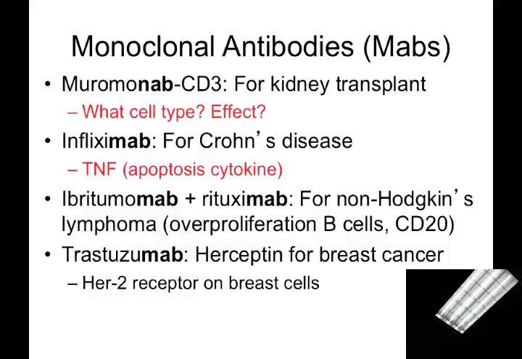Herceptin was so great because it's an antibody against a receptor on breast cells, and so this is our breast cell. Here's the receptor. And what this receptor does is it talks to the cell and tells it to grow and divide. Normally, this receptor, which is called HER2, only works sometimes.